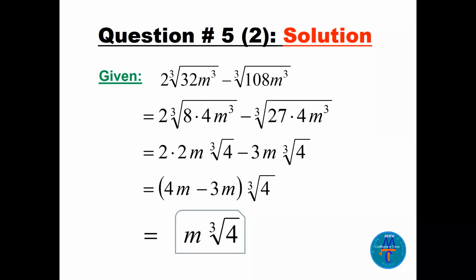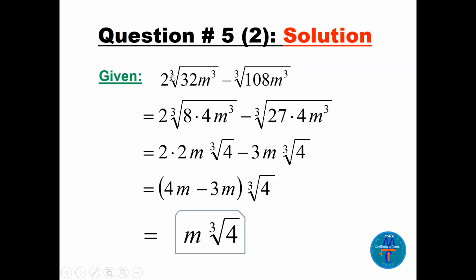Now let's look at the solution of question 5, part 2. We have cube root of 32m cubed and cube root of 108m cubed. Let's break the numbers down. Now the idea how to break the numbers, let me tell you how. Because here 32, I need to write 8 times 4. That's 32. Somebody might say, why not 16 times 2? So 8 times 4 is 32. 16 times 2 is also 32.